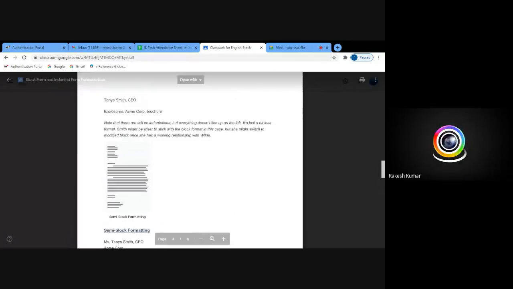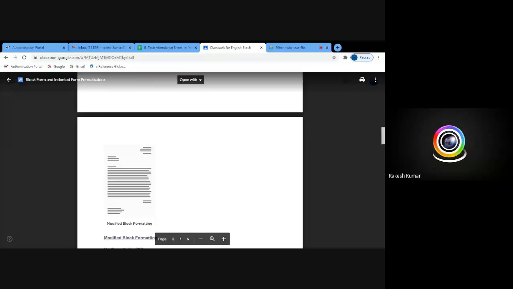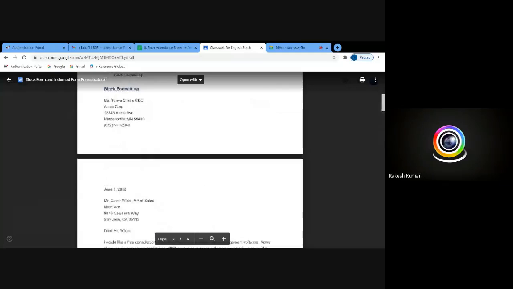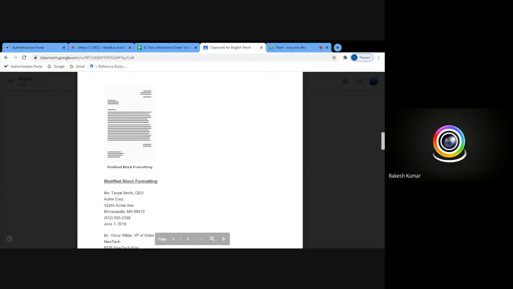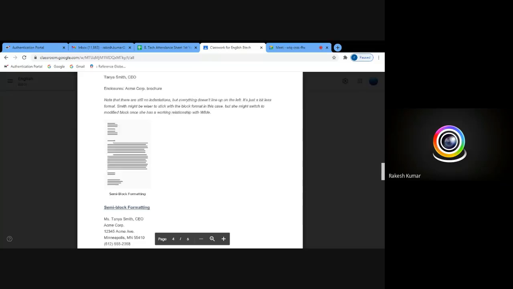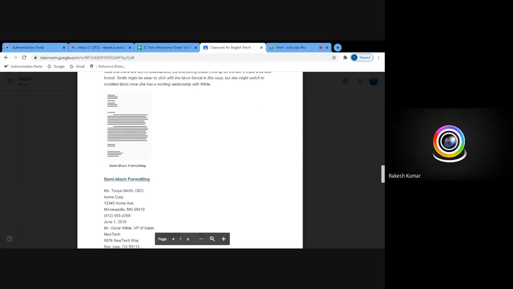Semi block format. That was the block format, and that is the semi block format. So can anyone tell me, do you find any difference in it? Here the information is also aligned at the left hand side margin. So while it is called a semi block format rather than a block format, is it the same, or do we have any kind of difference?